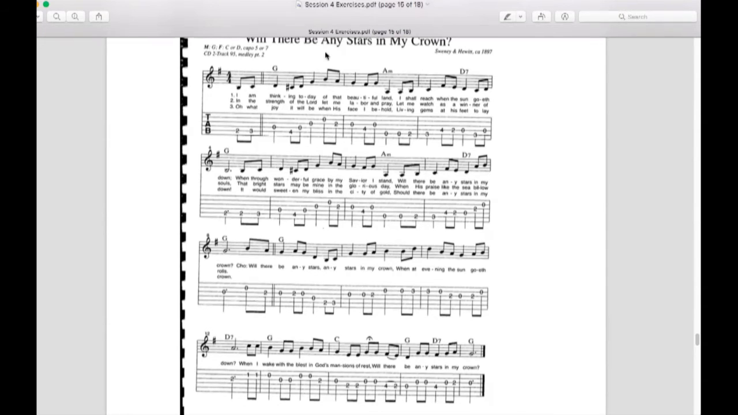There you go. So there you get a tune that has 1, 2, 5, 1. A lot of tunes in jazz have this 2, 5, 1 area that we use.